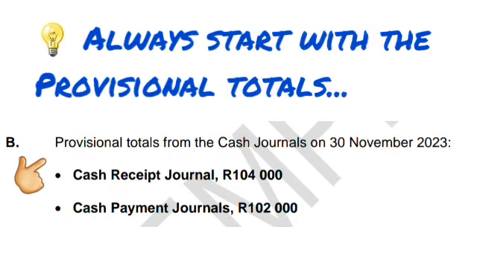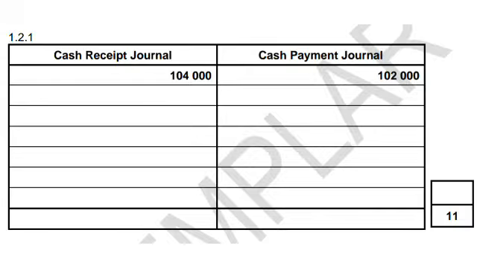Before you correct them, you need to know what the provisional totals are, because we are assuming that the accountant of the business recorded some amounts, and the only thing that you are doing is correcting. That's why we are not saying record the cash journals, we are just saying correct them. So always start with provisional totals. So for our cash receipt journal, we have 104,000. For our cash payment journal, we have 102,000 as our provisional totals.